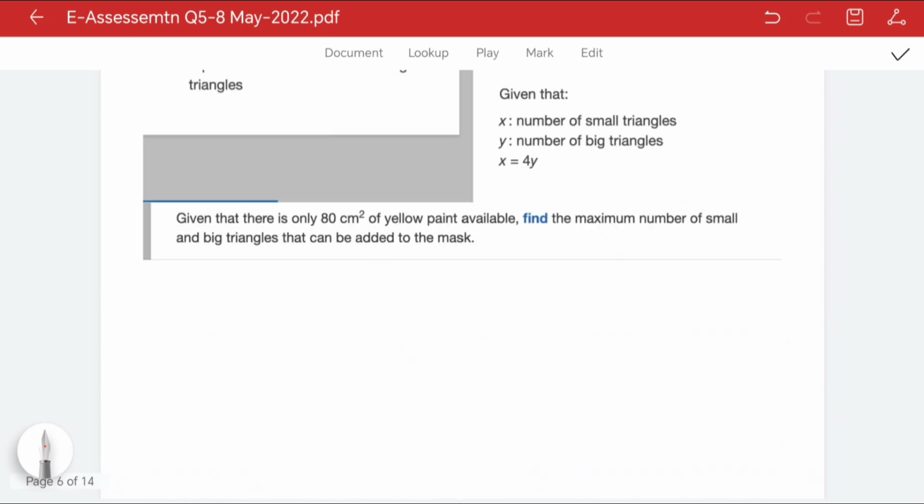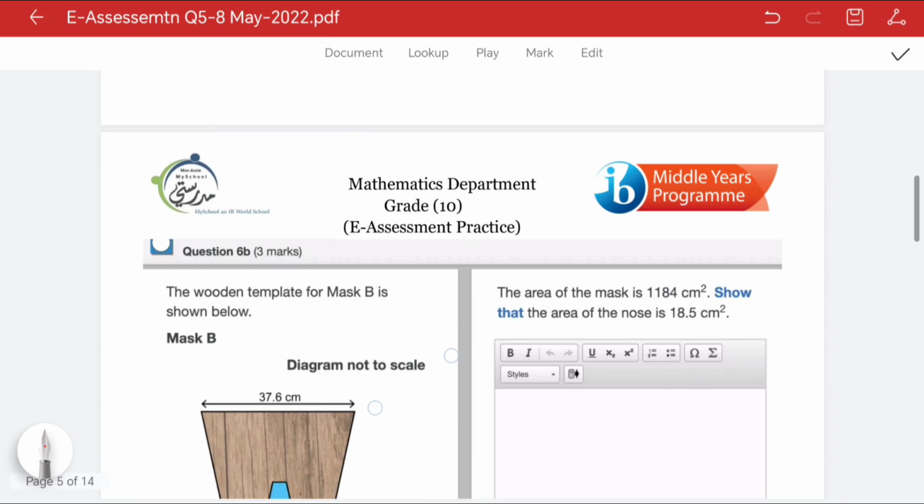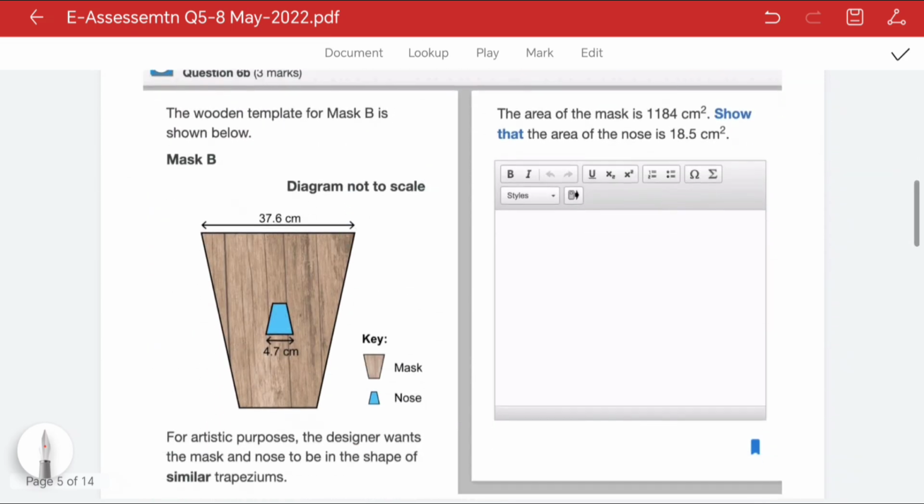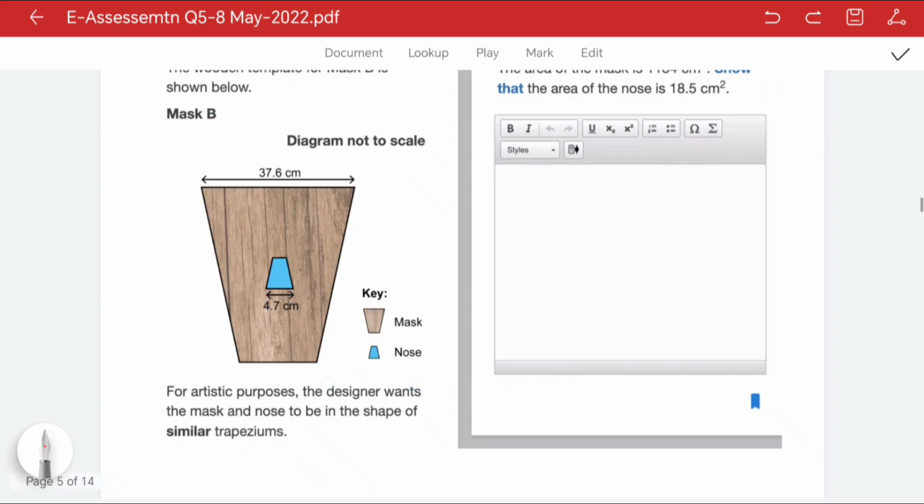Okay, then in the B part, the wooden template, mask B, is shown. This is mask B. So look here, we have two different shapes. Both shapes are trapeziums, this one and this one, the small blue one and the wooden one. Both are similar. How are they similar? Because in the trapezium, this side is similar to this side, this side is similar to this side, and they are parallel to each other. Even they told us they are similar trapeziums.